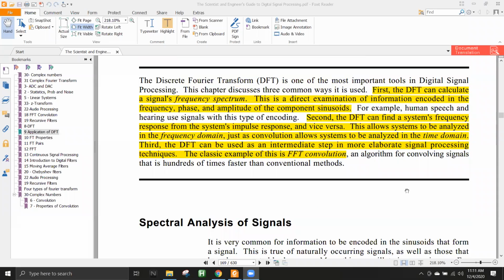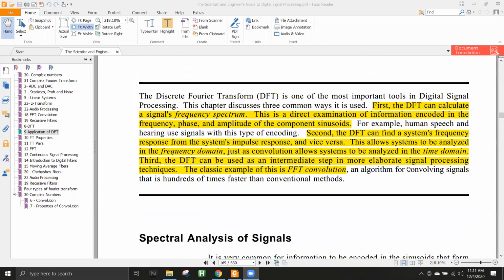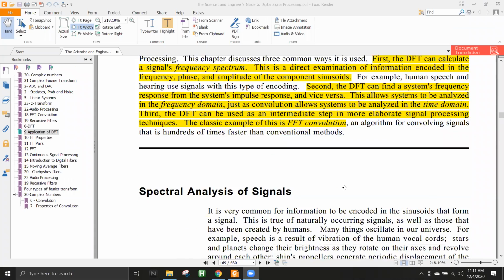So all these three applications are basically the main topics here, and we'll be mainly focusing on the second one at the later part of this chapter.